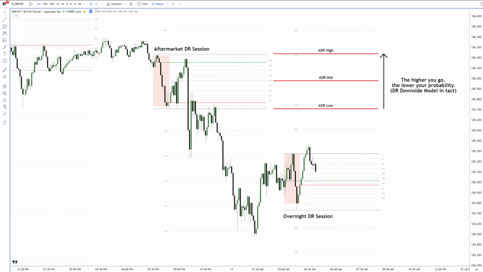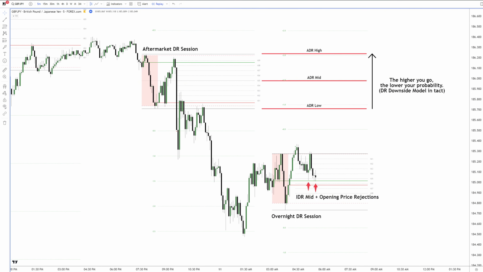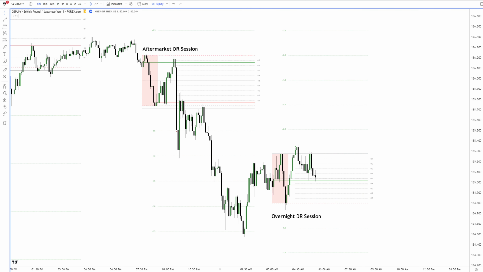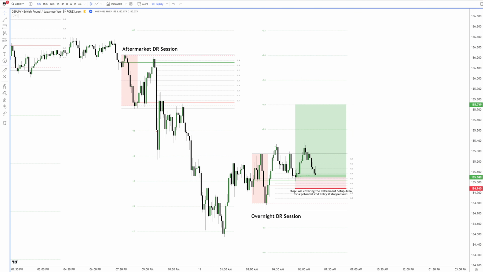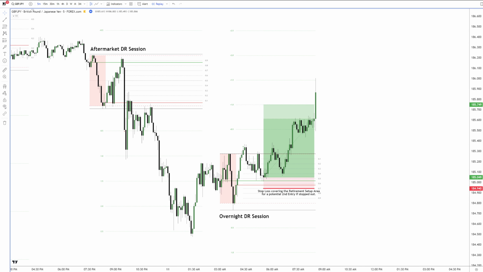As price retraces back into the defining range, it rejects the IDR mid in line with the opening price 3 times. This is exactly the kind of rejection you want to see. With the ADR lows as a potential target, you have more than enough reward to enter the trade. Your stop loss should be placed right at the beginning of the retracement setup area for a potential second entry if needed. This is another beautiful trade, showcasing very clear rejections that signal an entry along with logical targets. Even though the DR downside model is still in play, these setups offer great opportunities with proper risk management.